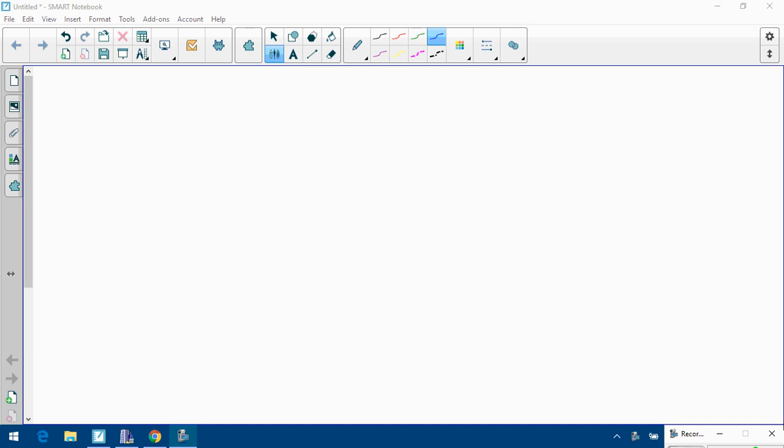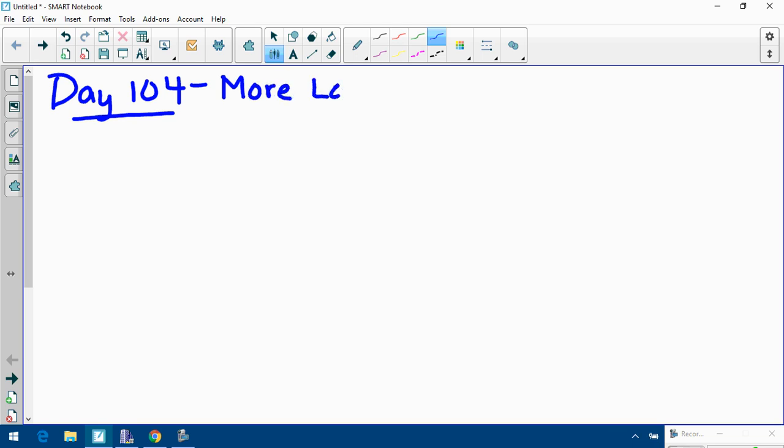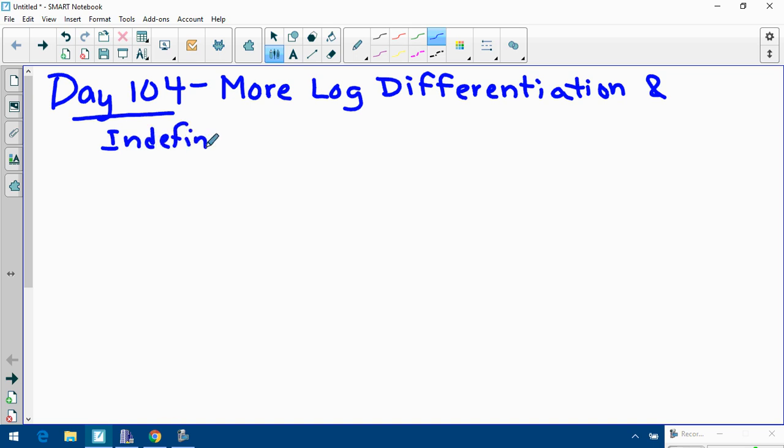This is technically day 104, so we can label that. And today we're doing more log differentiation, and indefinite and definite integrals involving 1 over u. Kind of a long title today.